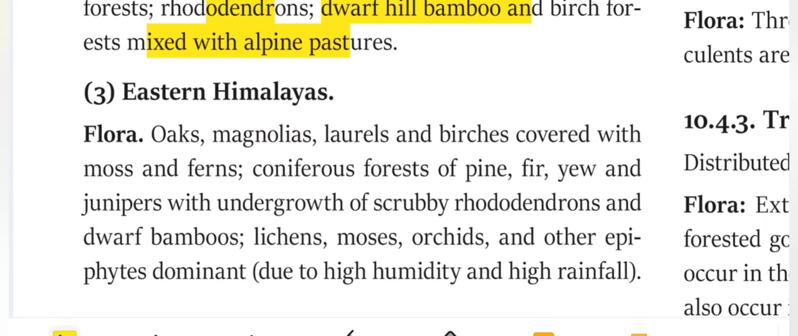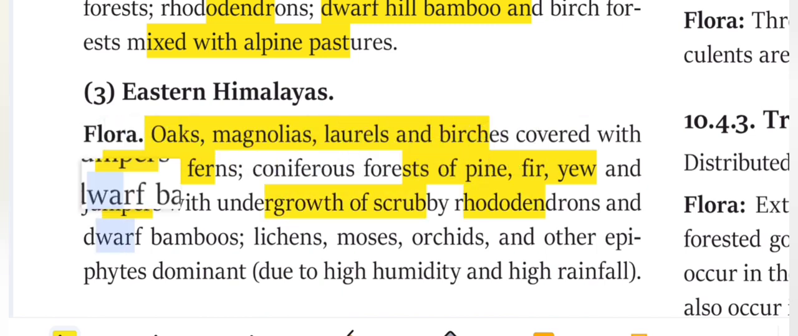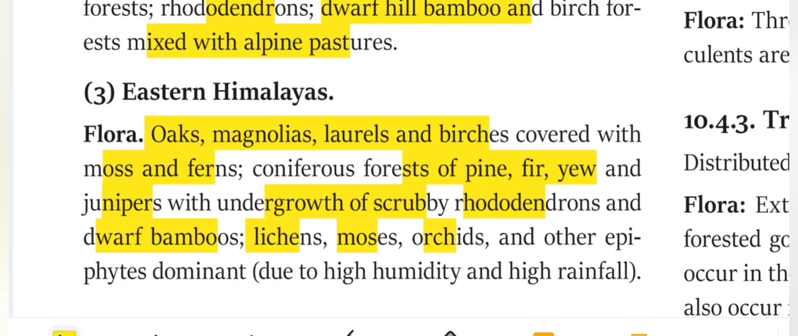Okay, Eastern Himalaya. What is there in Eastern Himalaya? Oak, magnolias, laurels, birches covered with moss and ferns. Coniferous forest of pine, fir, yew and junipers with undergrowth of scrubby rhododendron, dwarf bamboo, lichen, mosses, orchids. Other epiphytes are dominant due to high humidity and high rainfall. Imagine the Sikkim state, right? Sikkim or Darjeeling. So there are pine, fir, yew, oak, magnolias, laurels, birch like trees, right? Mosses and ferns are present there.